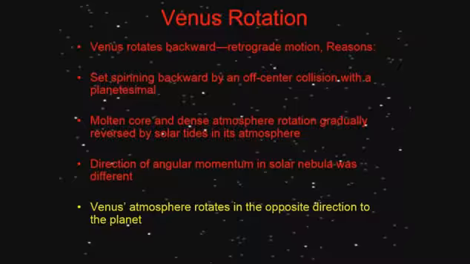Now, I don't think the molten core and dense atmosphere rotation theory is technically true. It would take a lot of energy to actually reverse the rotation of a planet, so I would tend to discount this, but some people still believe it may be true. I think that either this option or maybe this option is true. Likely option 3, in my opinion.